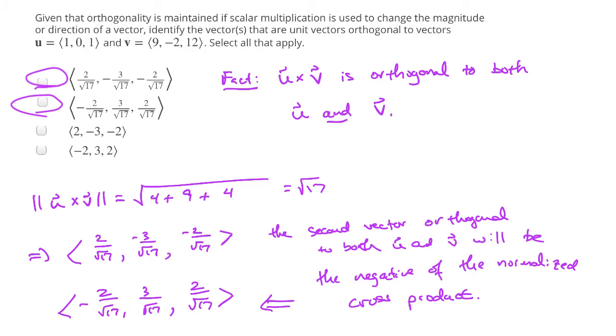And so those two vectors are the unit vectors that are going to be orthogonal to both u and v.